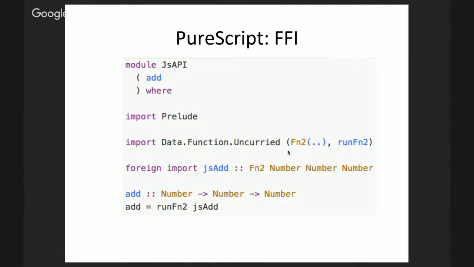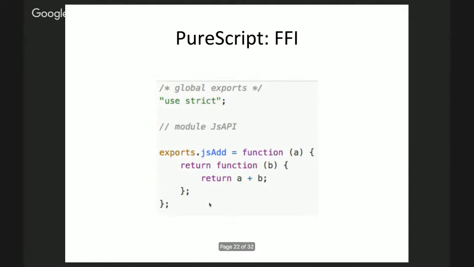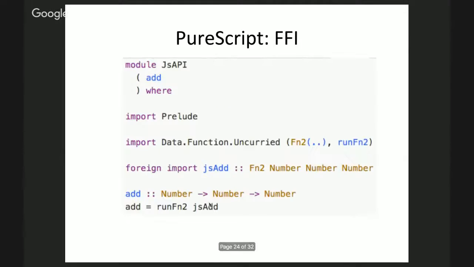PureScript has the Data.Function.Uncurried package that allows us to do that. We define a function of 2 parameters. Those 2 parameters are numbers, and we return another. And then we, using this runFn function, curry that function. So it's not that you do this when you are writing your own wrappers around functions, but you can use this when you want to wrap something that already exists.